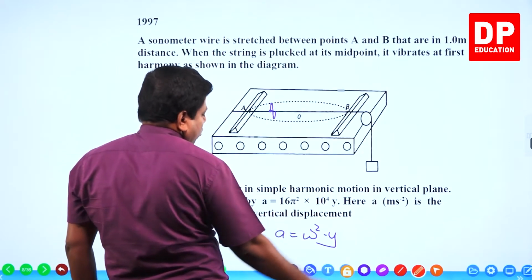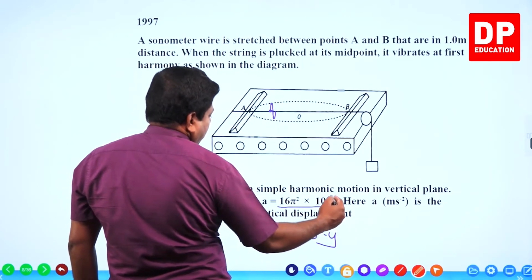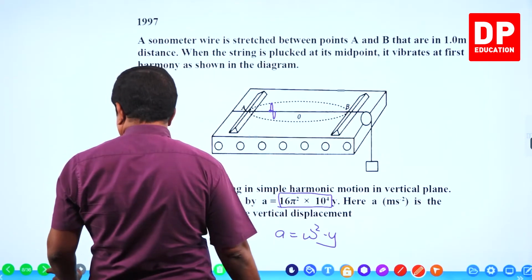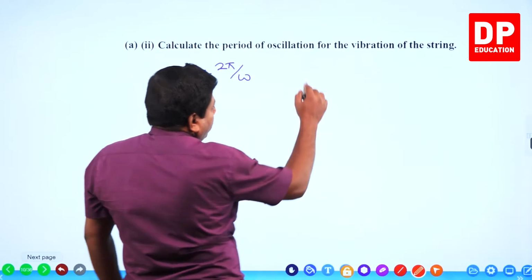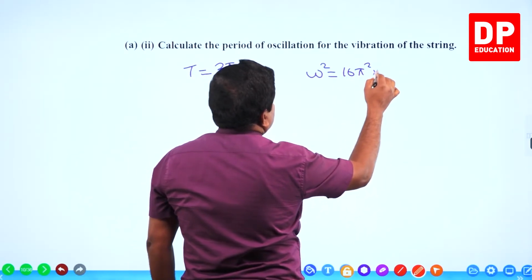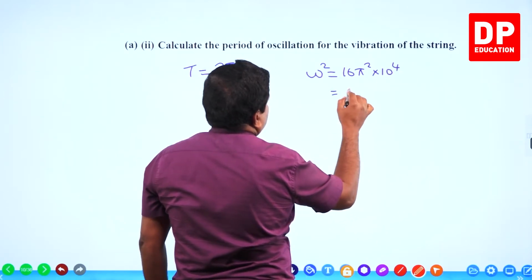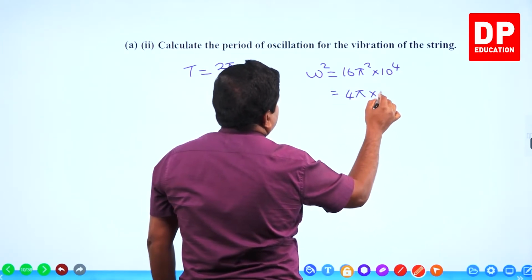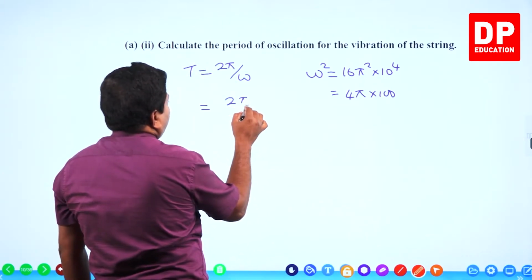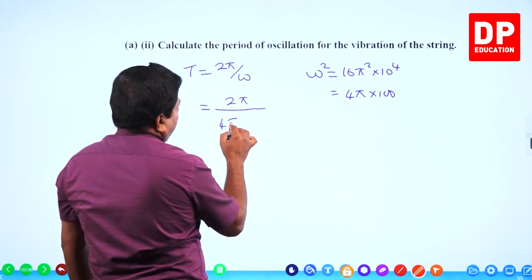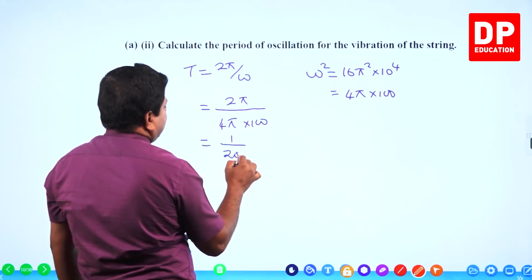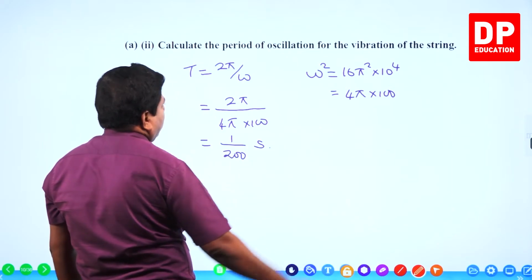A equals omega squared into y. So, omega squared must be this much. Omega squared must be 16 pi squared into 10 to the power 4. So, omega is 4 pi into 100. Substitute here, 2 pi over 4 pi into 100, which is 1 over 200 seconds.